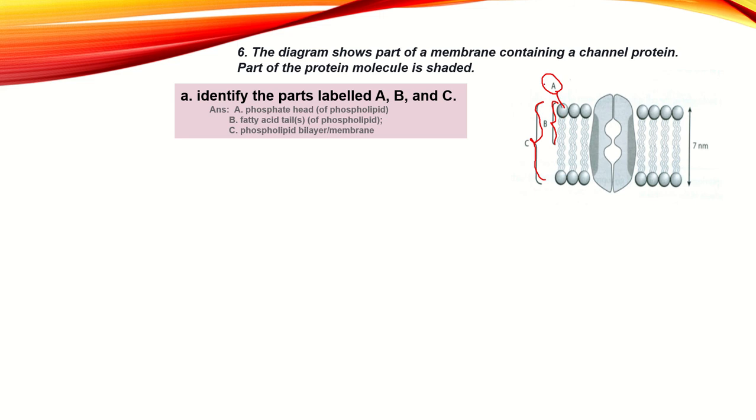A is the phosphate head of the phospholipid, and B is a fatty acid tail. This part is the fatty acid tail of the phospholipids, and C is the phospholipid bilayer, that is the membrane. I already gave that information, you can already see the membrane.